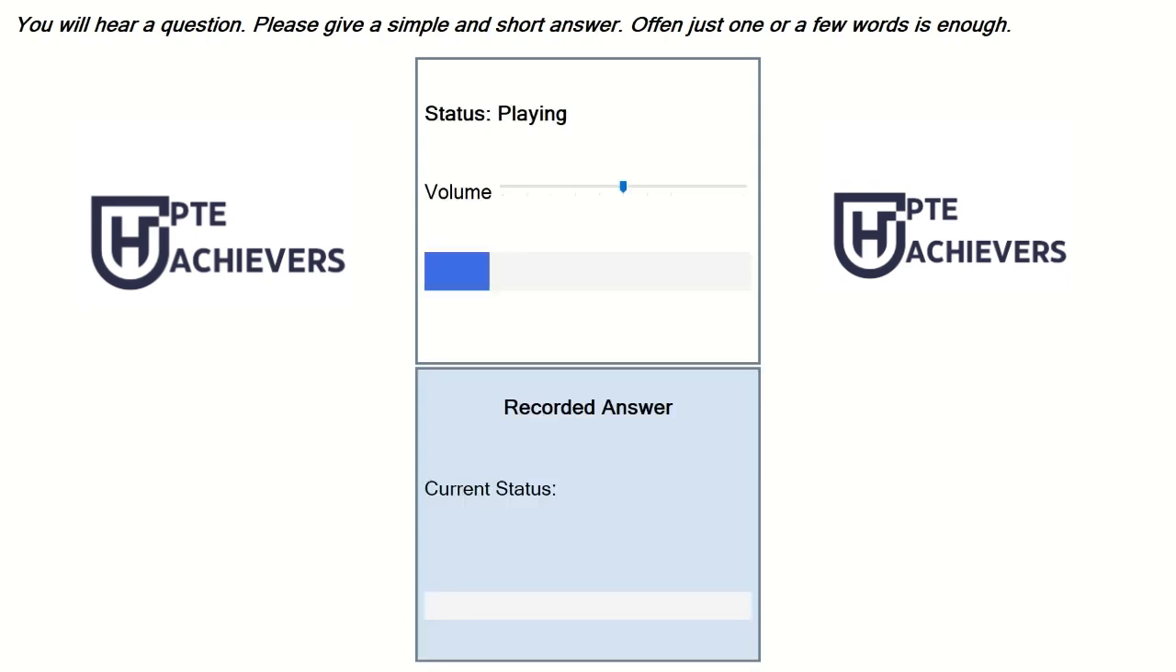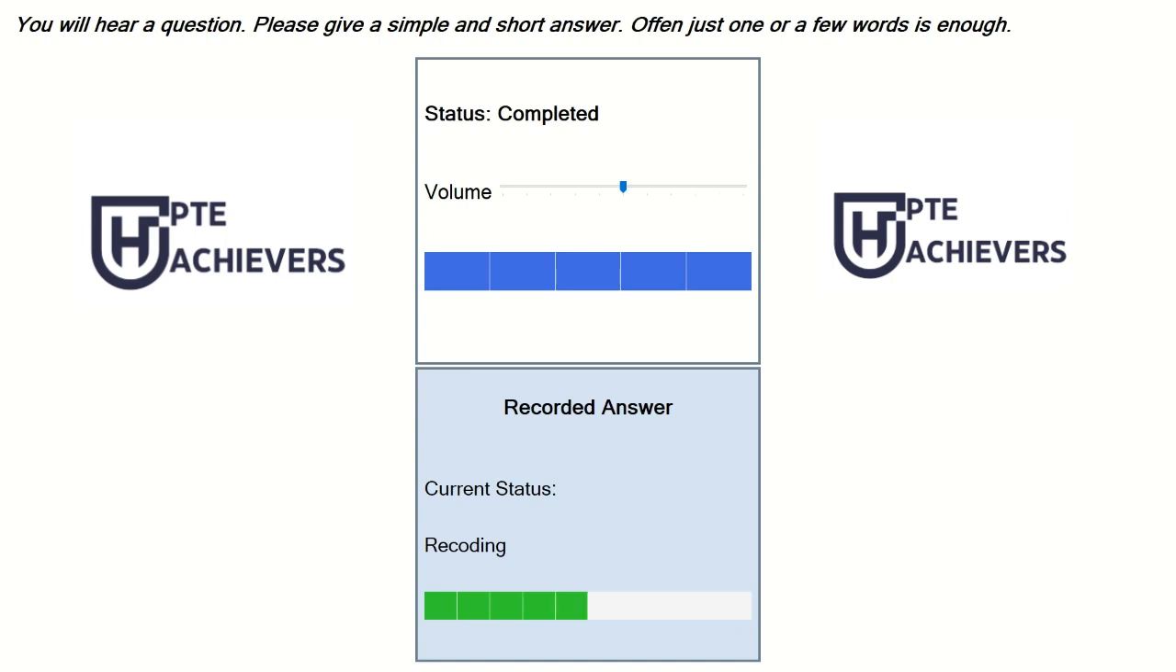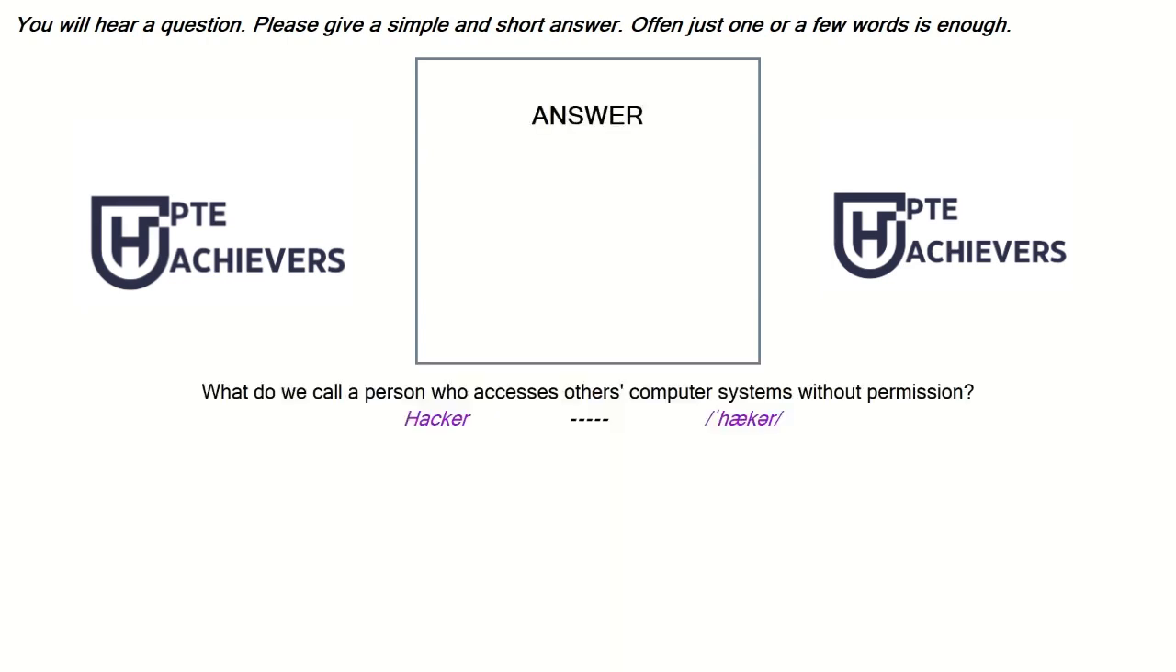What do we call a person who accesses others' computer systems without permission? Hacker.